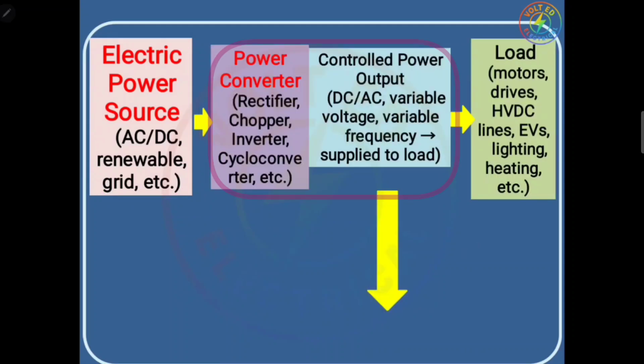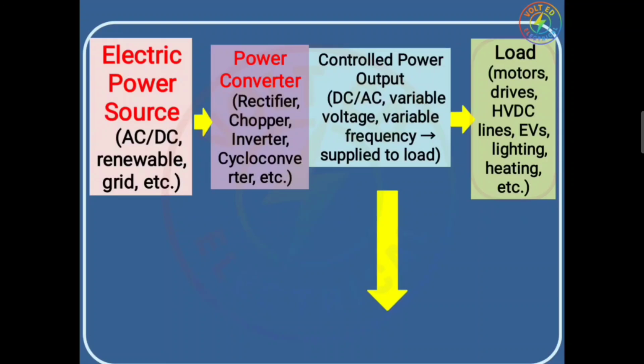by power converters. These converters would be a rectifier that converts AC to DC, a chopper that converts DC to DC, an inverter that converts DC to AC, or a cycloconverter, that is AC to AC. The role of the converter is to change the form of electrical energy into the type required by the load. That may be motors, drives, HVDC lines, EV, lighting, heating, etc.